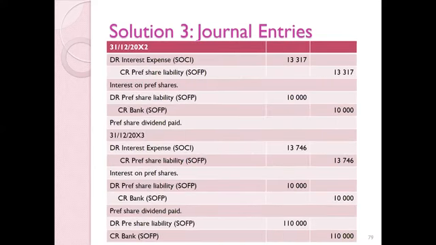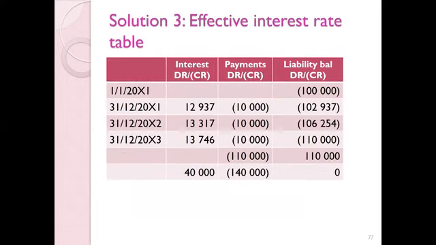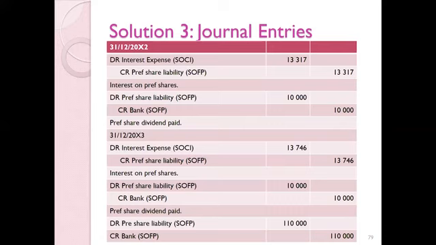When we work through our following financial year 20X2, again, you'll use the same information from your effective interest rate table. For year 2, the interest was 13,317 Rand. We record our interest by debiting the interest expense and crediting our contra account, being the preference share liability. We then again record that annual dividend payment by crediting bank to show the outflow of money and debiting our contra account as the preference share liability.